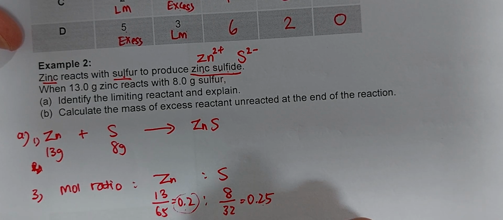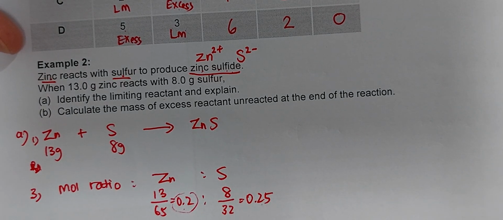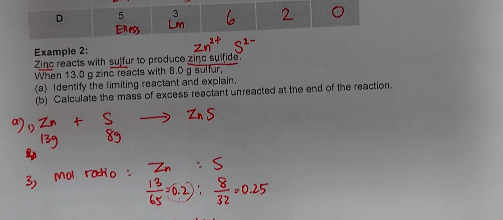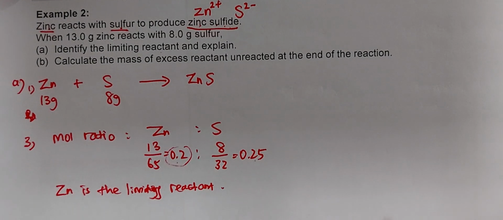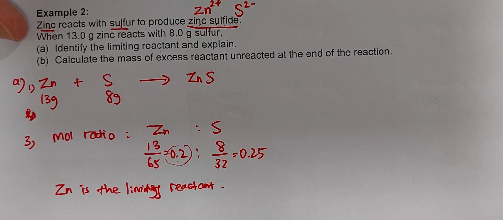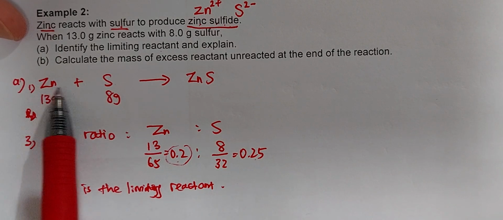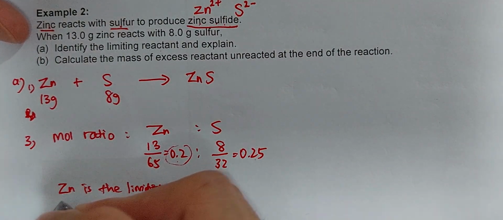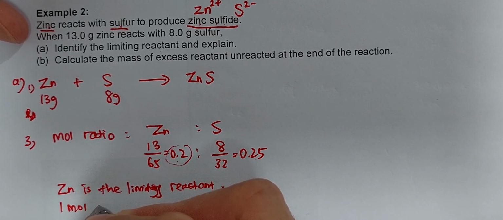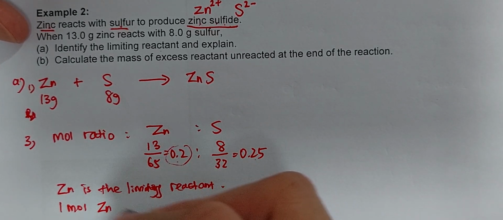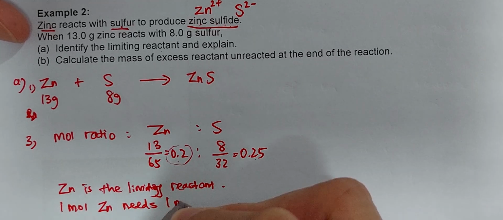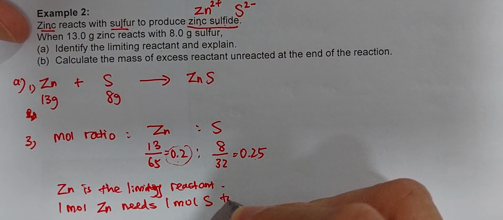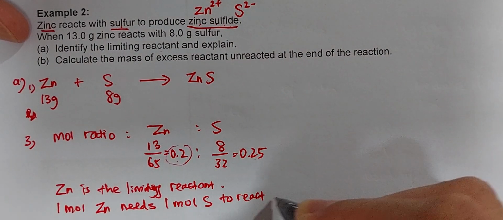Limiting reactant. Yeah, so every time you explain which one is the limiting reactant or which one is the excess reactant, always start off your explanation with the balanced chemical equation. So you can just say 1 mole of zinc needs 1 mole of sulfur to react with.